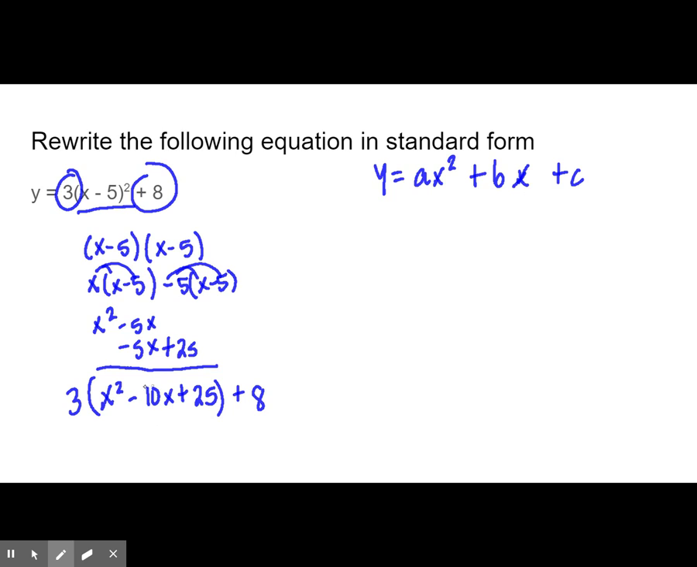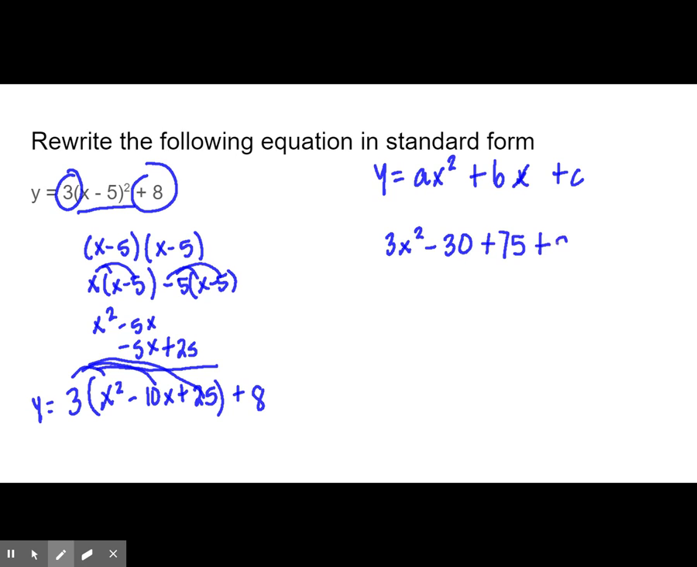So once I've expanded my binomials, I now have an equation that looks like this. Now following the order of operations, remember we have to multiply before we can add. So we have to distribute this 3 before we can add that 8. Remember that k is what gets attached to the very end. So when we distribute that 3, we get 3x squared minus 30x plus 75.